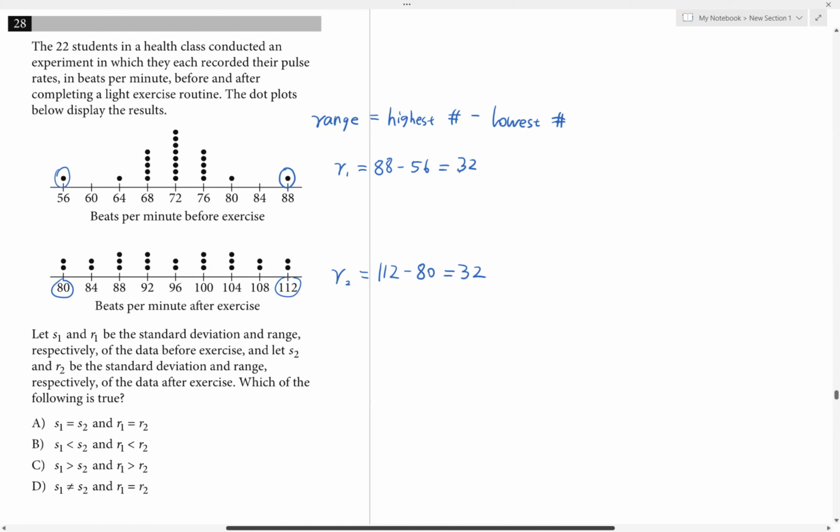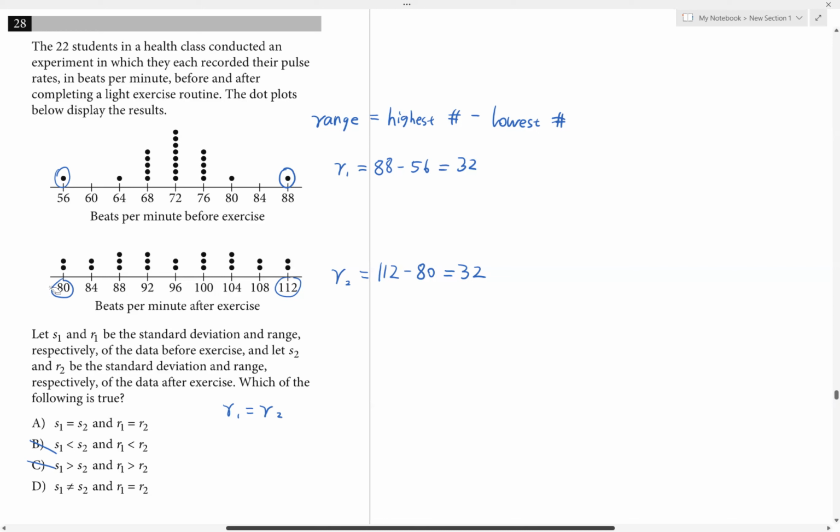All right, so which one has that? R1 equal to R2. Then it should be either answer choice A or answer choice D, right? So you can eliminate B and C. And then between A and D, A says S1 equal to S2 and D says S1 is not equal to S2. So all we have to think about is whether the standard deviation will be equal or not.